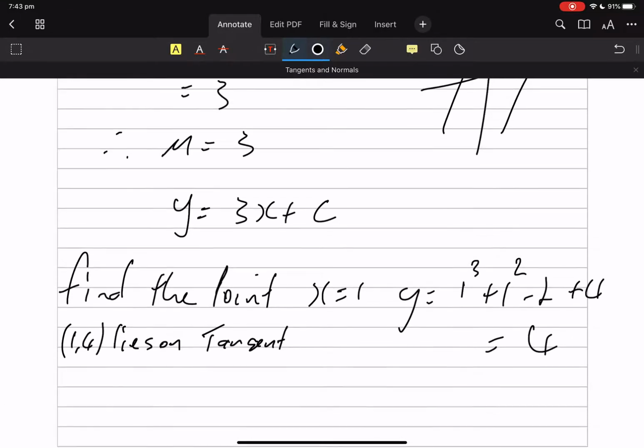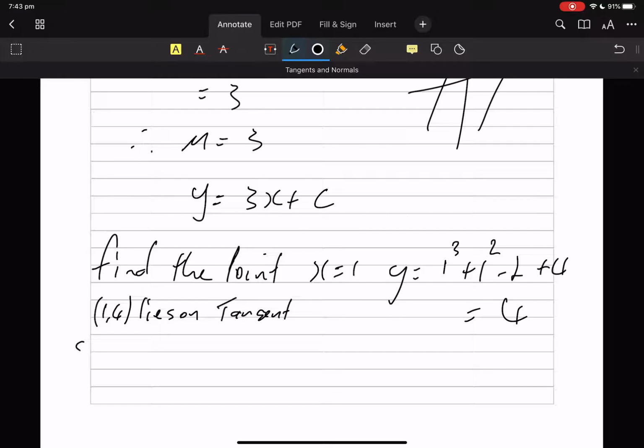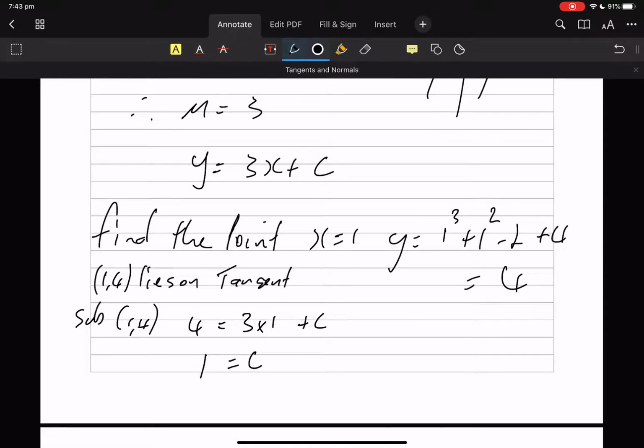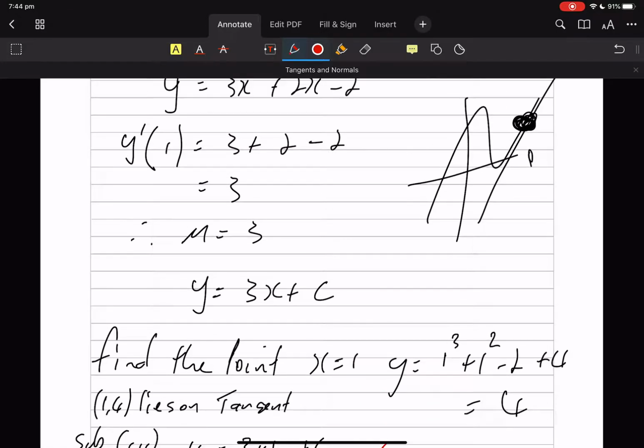and I'm running out of room. So by substitution, 1, 4 goes into this thing here. We're going to use that point to find c, like we have done since grade 8. So when x is 1, y is 4, c equals 1. So our tangent becomes y equals 3x plus 1. There's our function.